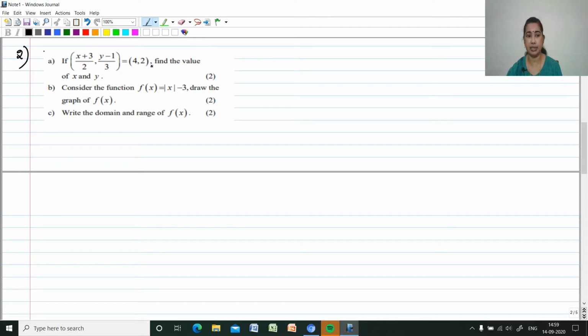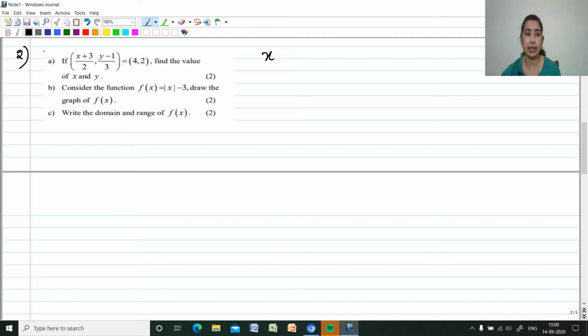Two ordered pairs are given. It is written that the ordered pair (x plus 3 by 2, y minus 1 by 3) is equal to the ordered pair (4, 2). What does this mean? This means that two ordered pairs are equal. Two ordered pairs are equal if their first numbers are equal and their second numbers are equal.